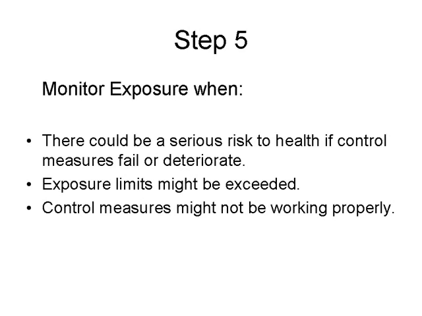Step 5. Monitor exposure when there could be a serious risk to health if control measures fail or deteriorate, exposure limits might be exceeded, or control measures might not be working properly. Under COSH, the employer has to measure the concentration of hazardous substances in the air breathed in by workers, where the assessment concludes that there could be serious risks to health if control measures failed or deteriorated, exposure limits might be exceeded, or control measures might not be working properly.